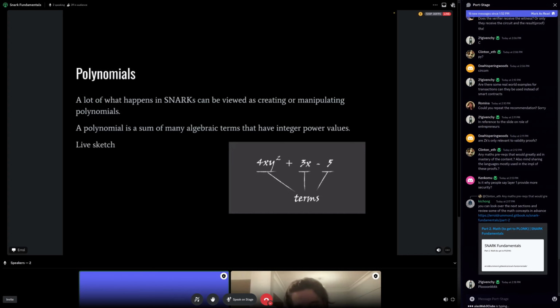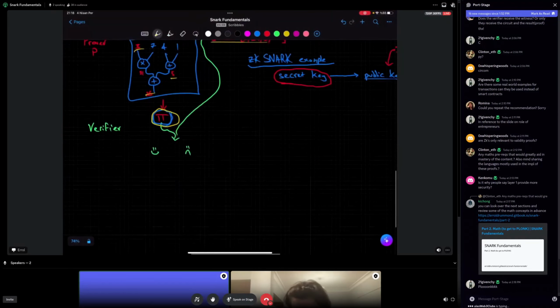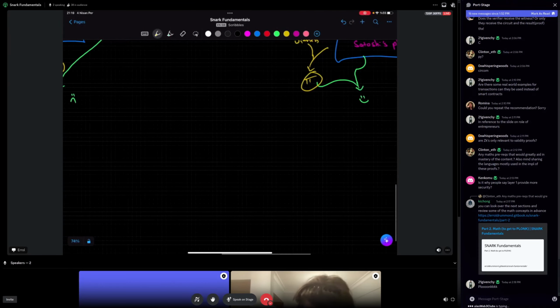So a lot of what happens in SNARKs can be viewed through the lens of polynomials: making them, then doing some things with them, and then checking what we did with them. A polynomial is kind of a scary word, but it's actually not too complicated. It's any sum of algebraic terms that have integer power values. So again, more scary terms. Let's just quickly sketch that out.